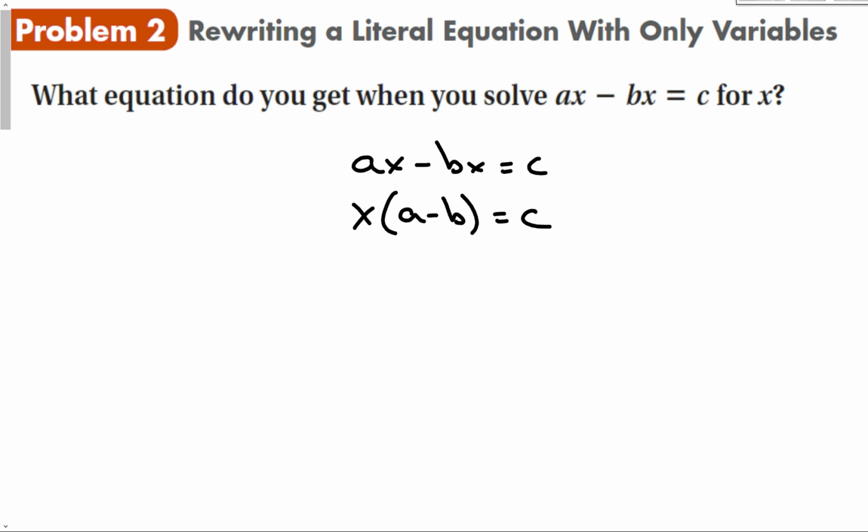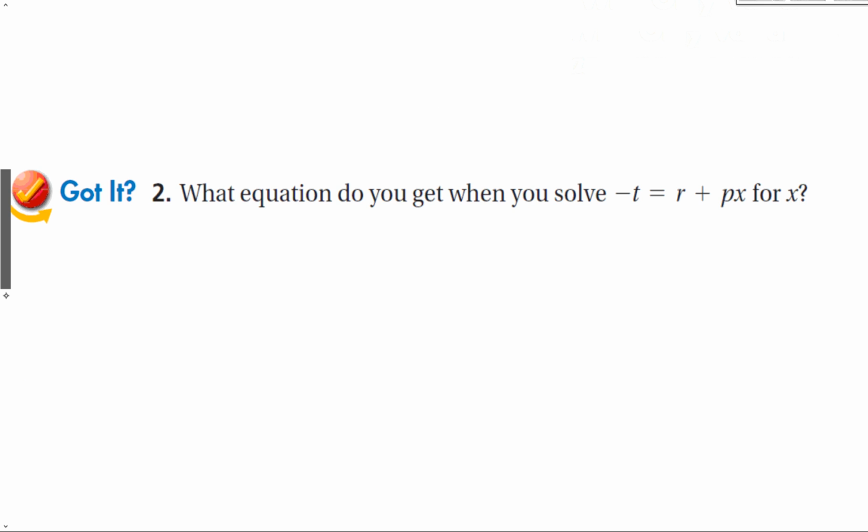Okay? To get x by itself, we're going to divide everything by a minus b, which cancels. So my x is going to equal c over a minus b. And we're going to assume in this question that a minus b is not equal to 0. That's what we said in the previous page. Okay? Let's try a got it problem.